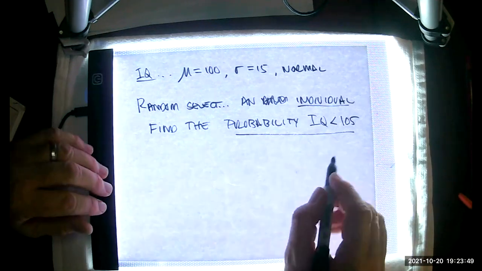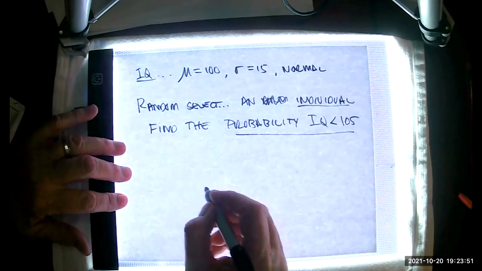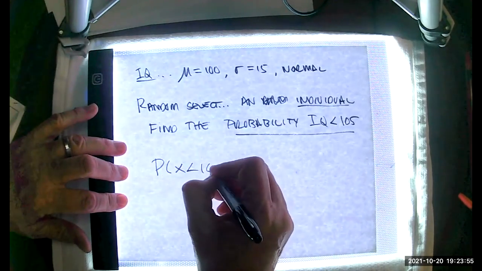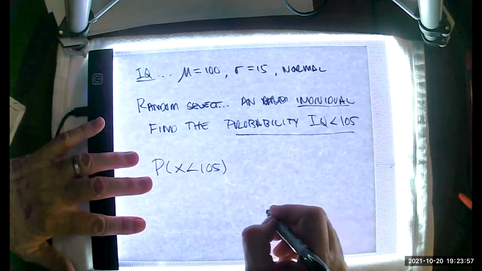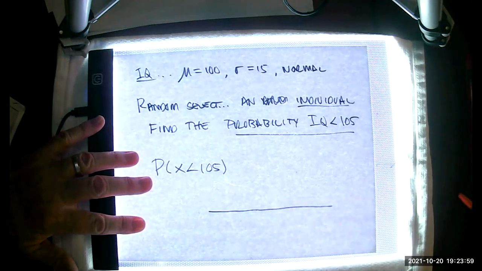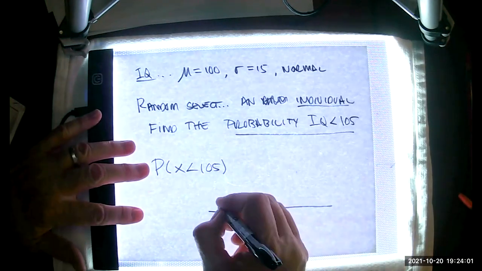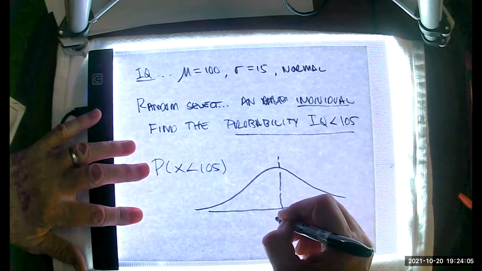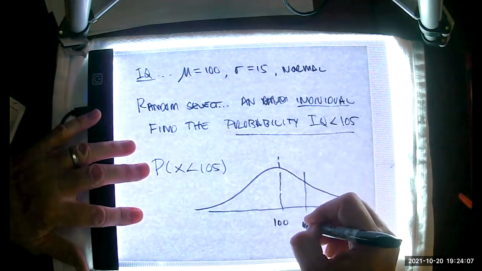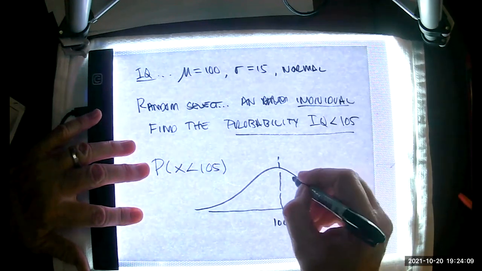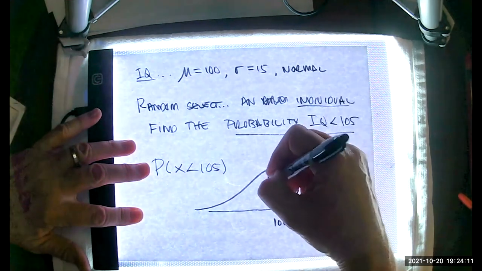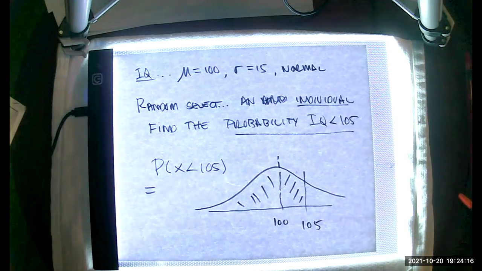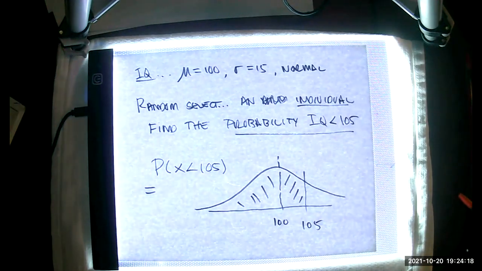So what is the probability for an IQ less than 105? So we're looking for the probability someone has an IQ less than 105. Remember, I'm very big on drawing these pictures. There's 100, there's 105. I am interested in this area here. We make the connection between area and probability.